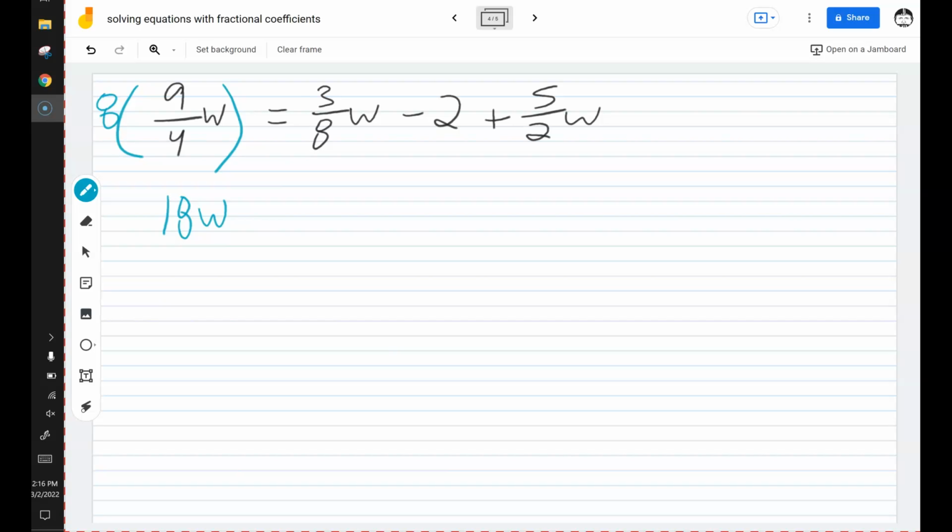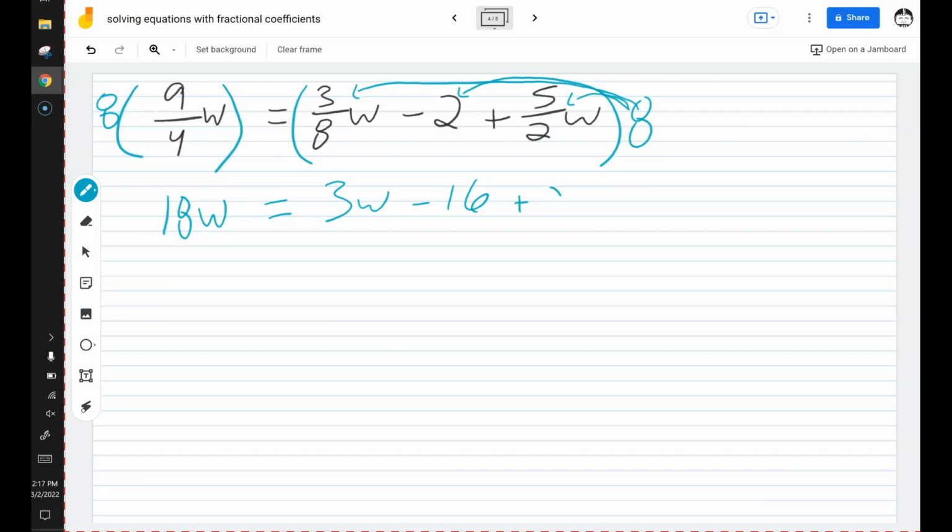Okay, and then we need to multiply the other side by 8 as well. 3/8 times 8, we're going to distribute this all the way over there. That's going to be 3w. Negative 2 times 8 is negative 16. And then 5/2 times 8 is 20w. Get our like terms together, so we will have 23w minus 16 on the right side.